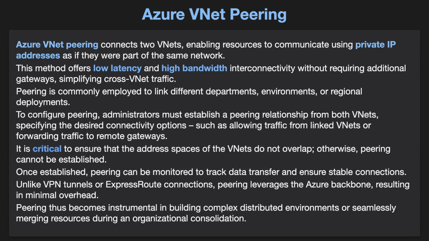To configure peering, administrators must establish a peering relationship from both VNets, specifying the desired connectivity options, such as whether traffic is allowed from linked VNets or forward traffic to remote gateways. It is critical to ensure that the address spaces of the VNets do not overlap. Otherwise, peering cannot be established. Once established, peering can be monitored to track data transfer and ensure stable connections.